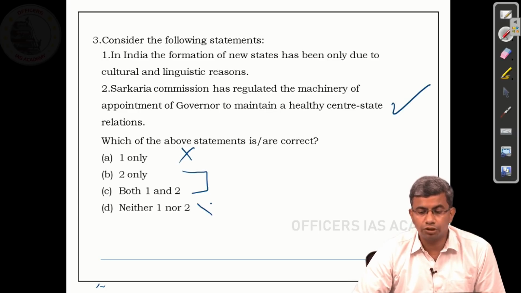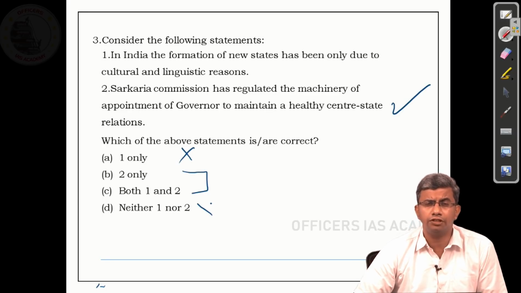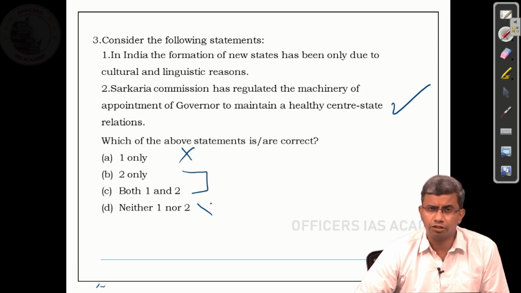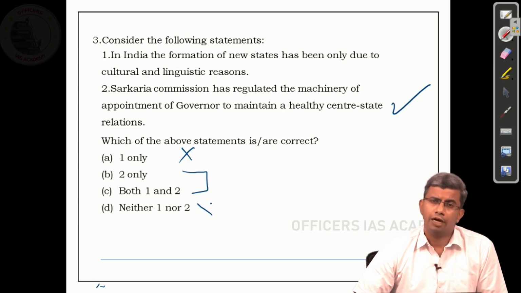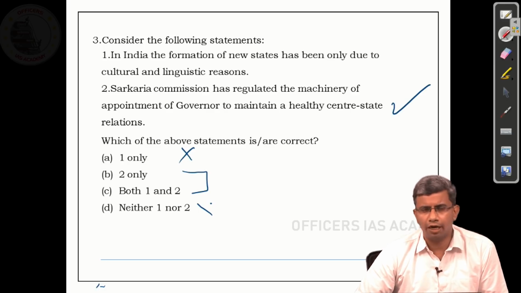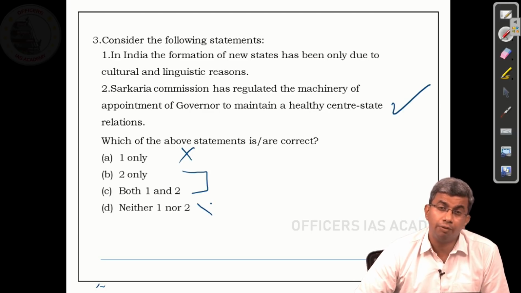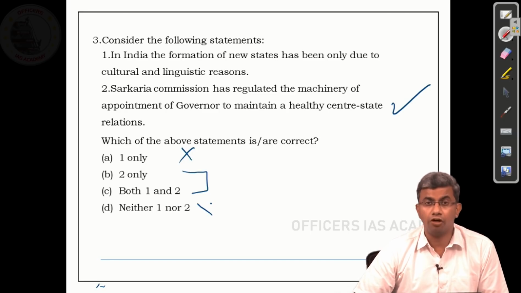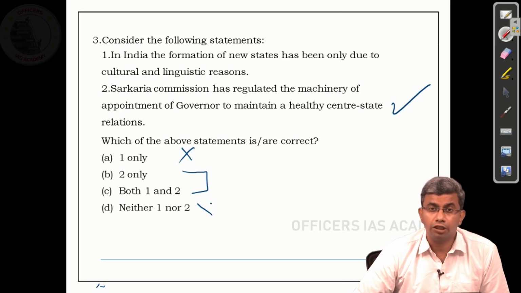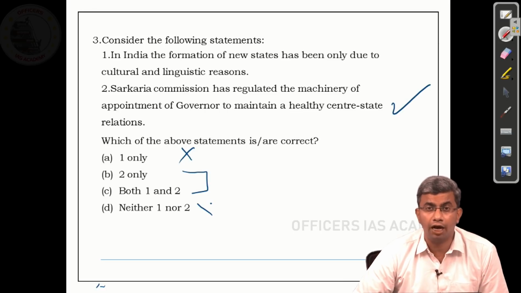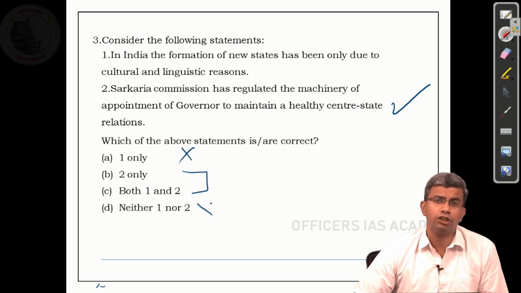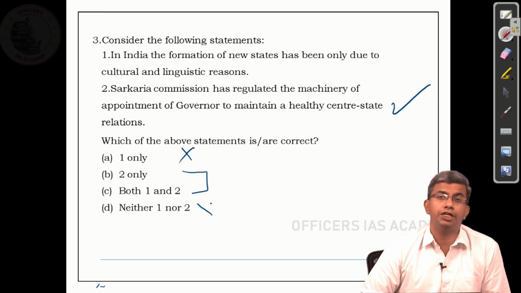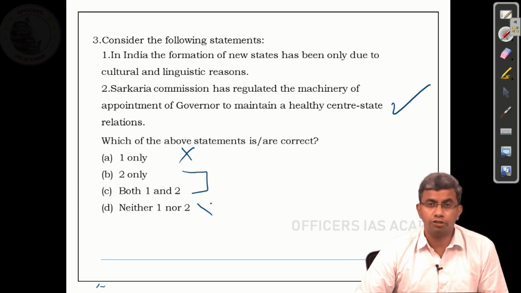In India, the formation of new states has been only due to cultural and linguistic reasons. Not necessarily. It is one of the main reasons. Linguistic reasons was the 1956, but after that Maharashtra, Gujarat, Punjab, Haryana, those have been the reasons. But there are also other developmental related reasons. Uttarakhand from Uttar Pradesh is not necessarily completely cultural. It's definitely not linguistic. Chhattisgarh from Madhya Pradesh, it is not cultural and linguistic alone. Jharkhand from Bihar, of course there was a tribal culture, but it is not only based on cultural and linguistic reasons. There have been new states which have been formed for administrative convenience as well in India.